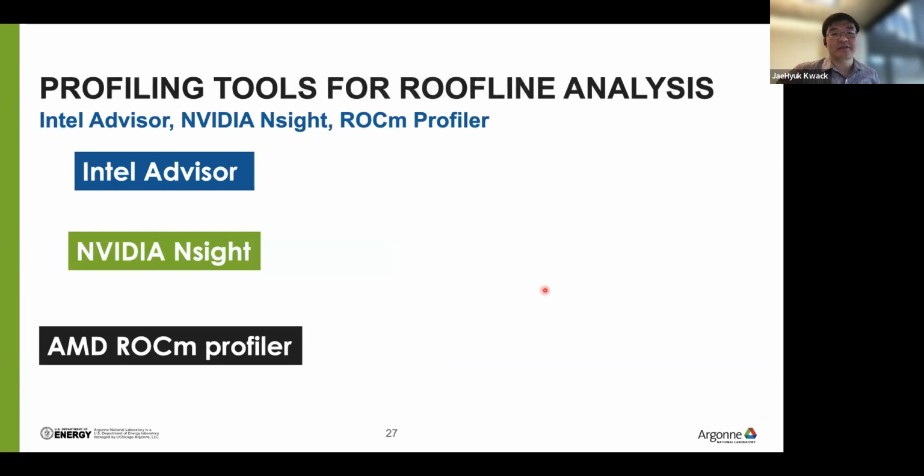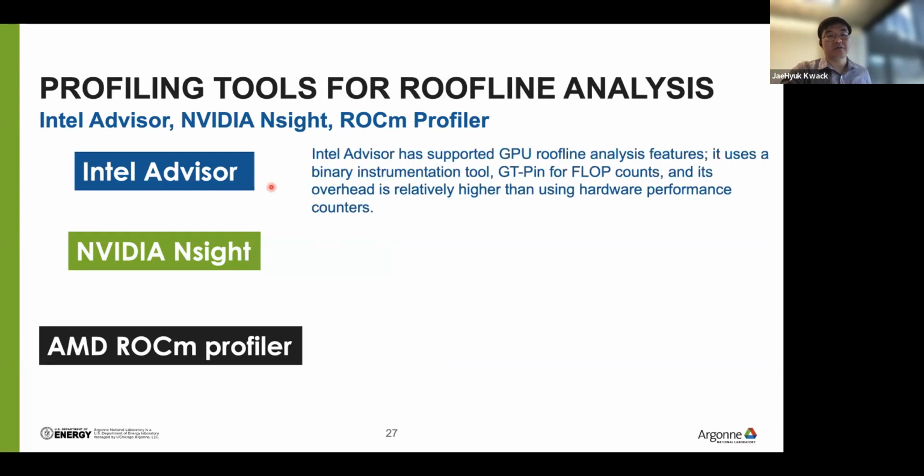For Roofline analysis, we needed to use performance tools, because we need to measure flop counts and memory traffic, etc. So we need to use different profiling tools from different vendors. On the Intel side, we use Intel Advisor. Intel Advisor has supported the GPU Roofline feature for a couple of years now, and it uses a binary instrumentation tool called GTPin. Because of that, its overhead is relatively higher than using hardware performance counters.